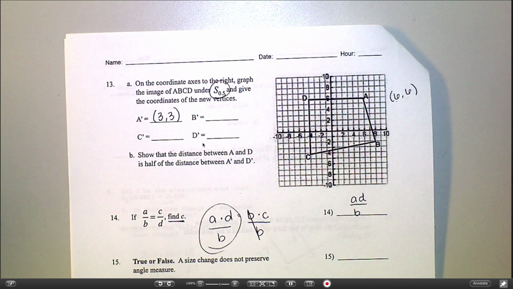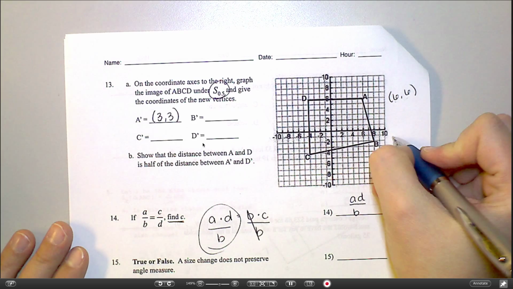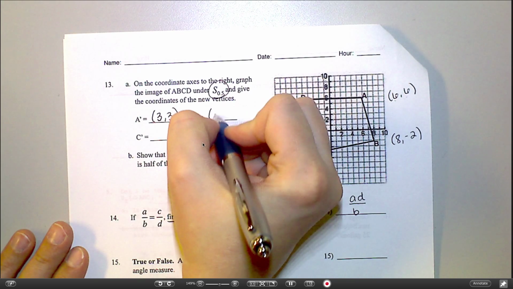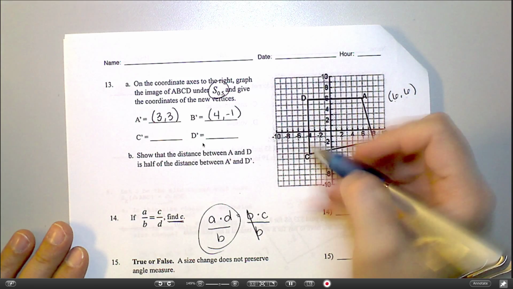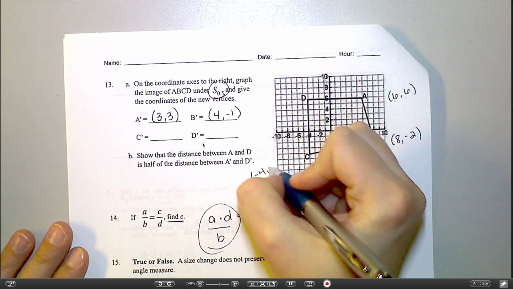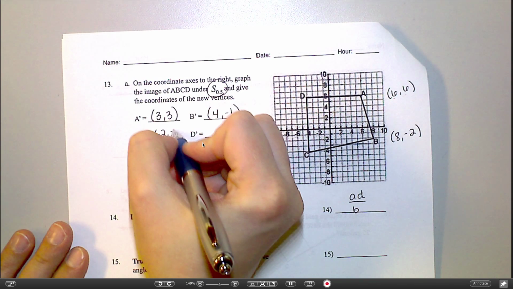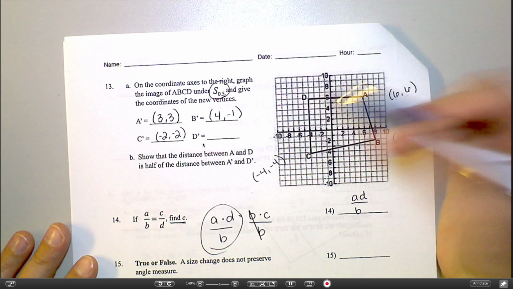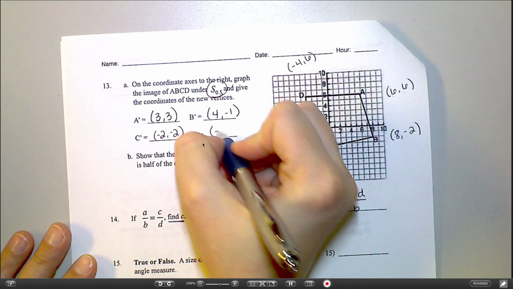Multiplying by 0.5 is just cutting in half, right? That makes sense. So B is at 8, comma negative 2. So what would the new point B be? 4, comma negative 1. Good. C is at negative 4, negative 4, so my new point C would be negative 2, negative 2. And then D is at negative 4, comma 6, so that would be negative 2, comma 3.